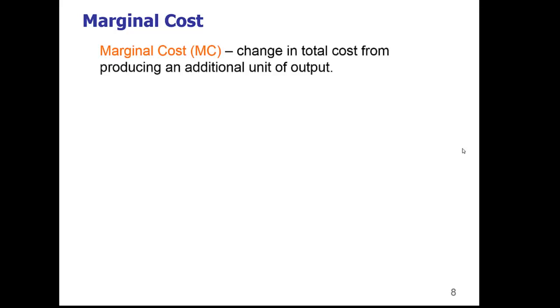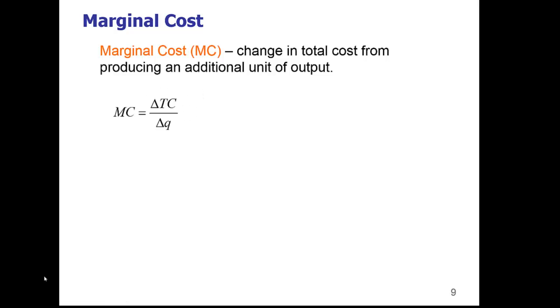There's another important cost that we need to define. We love thinking on the margin. We've seen this term marginal cost before, but let's take a closer look at it now. Your marginal cost is your change in total cost from producing an additional unit of output. So your marginal cost is just the change in total cost divided by that change in output.